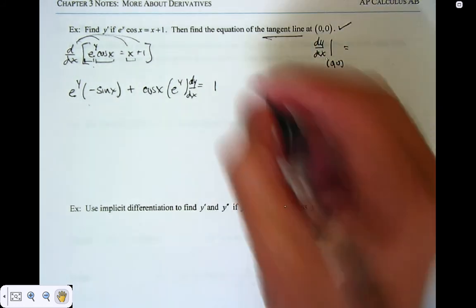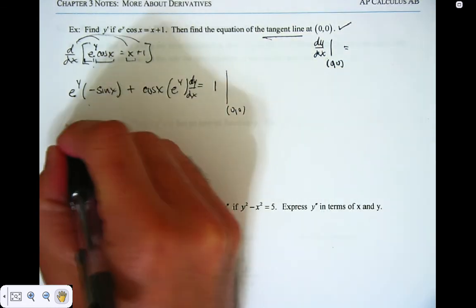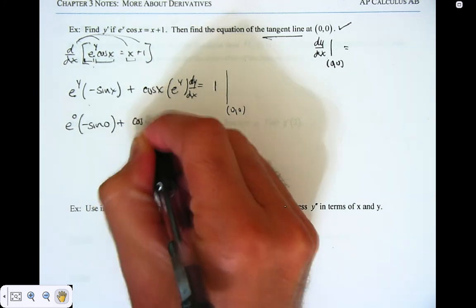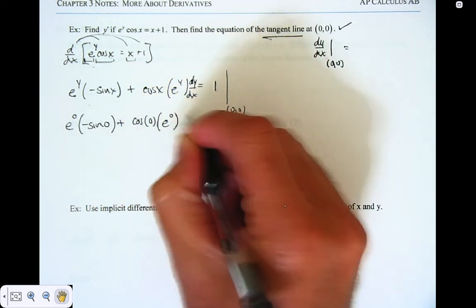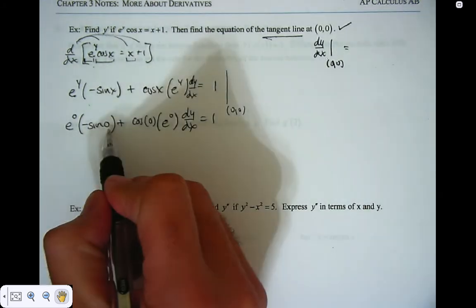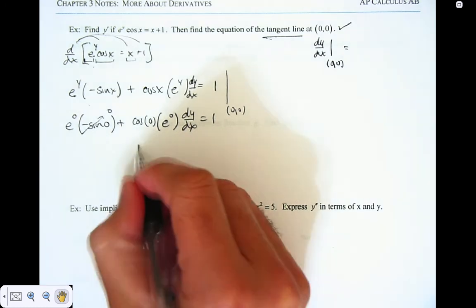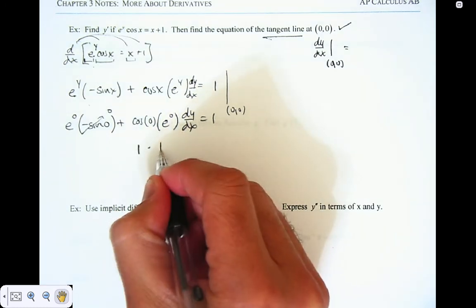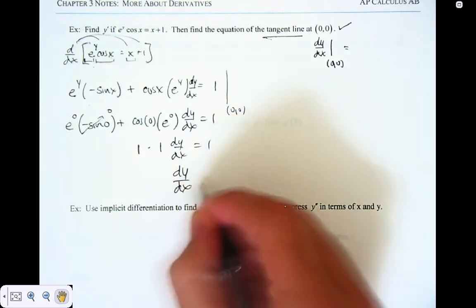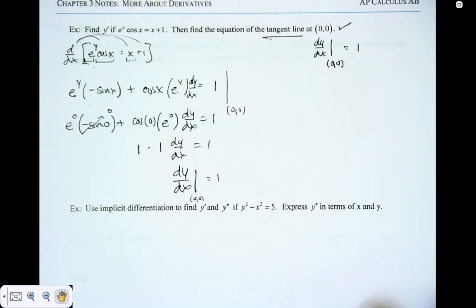You guys, we need to plug in (0, 0). So I'm going to evaluate that at (0, 0), which gives me e to the 0 times negative sine of 0, plus cosine of 0 times e to the 0 times dy/dx, equals 1. Sine of 0 is 0, so this whole thing goes away. Cosine of 0 is 1. e to the 0 is 1. dy/dx equals 1. And so I have that my derivative at (0, 0) is equal to 1.